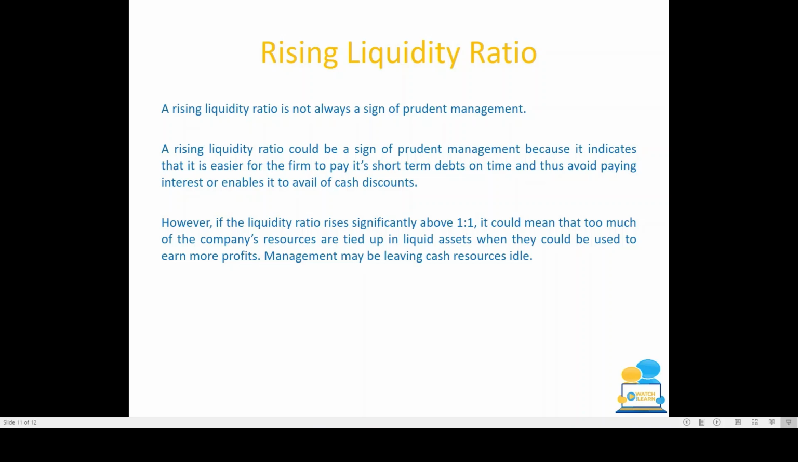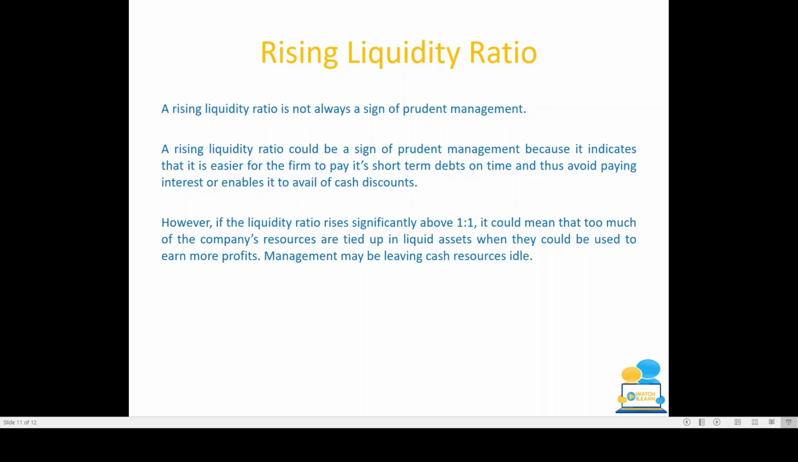A question they ask sometimes also is, a rising liquidity ratio is not always a sign of prudent management. So we were saying the asset test ratio should be over 1:1 and the current ratio should be over 2:1. But if these get really high, is that good? So a rising liquidity ratio could be a sign of prudent management because it indicates that it's easier for the firm to pay short-term debts on time. So if it's over 1:1, they should be able to pay their short-term debts as they fall due, for the asset test or quick ratio. And if they do that, then they'll avoid paying interest or they will avail of cash discounts.